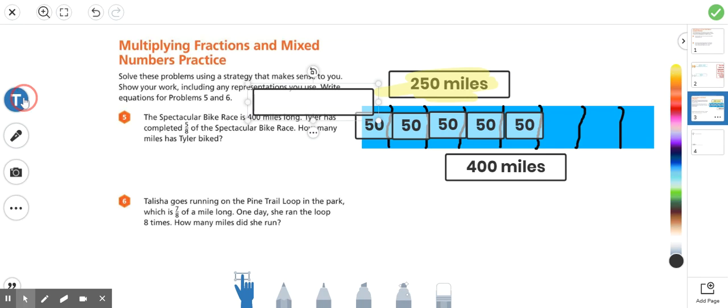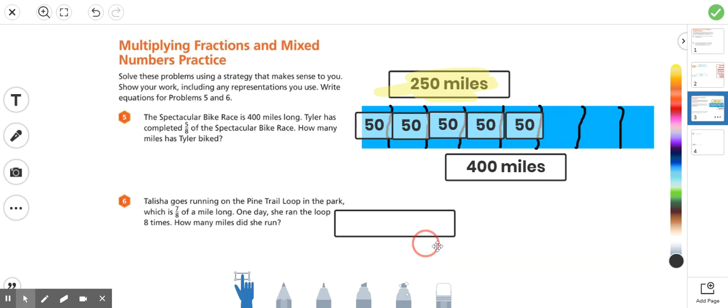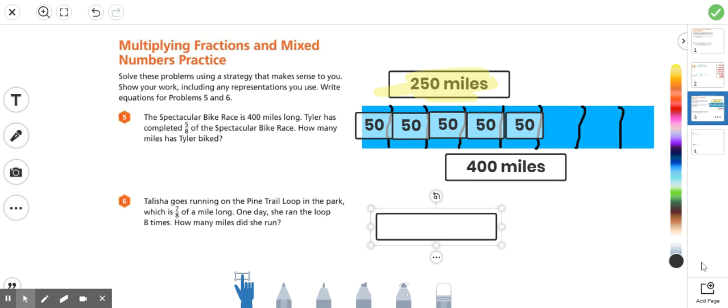For number 6, we're also going to look at writing just an equation. We did a lot of work with this at the beginning of the year. So Talisha goes running on Pine Trail Loop in the park, which is 7/8 of a mile. So I know 7/8 is going to be important. One day she ran the loop 8 times. How many miles did she run? So if she did that 8 times, that means let's look and think about this in our brains. So she ran around the loop 1 time, and that was 7/8 of a mile.